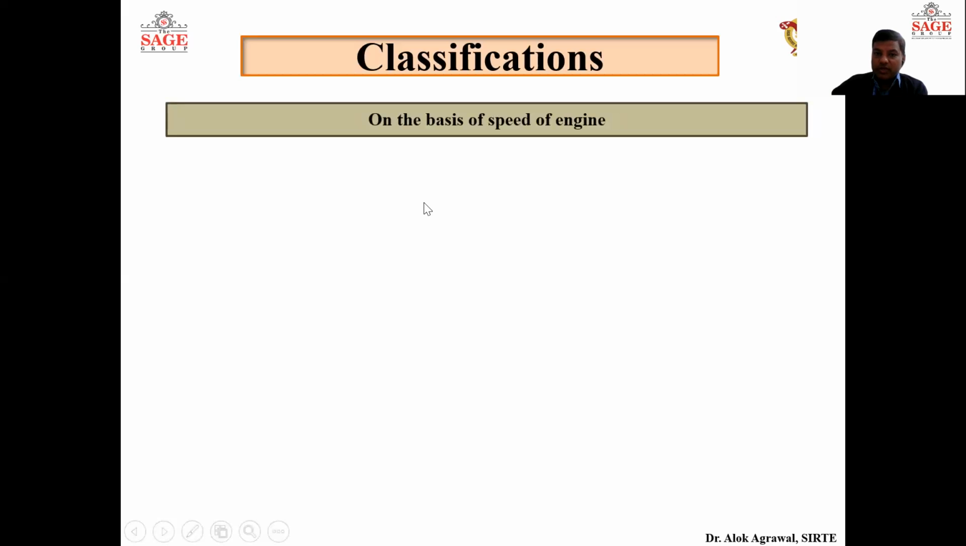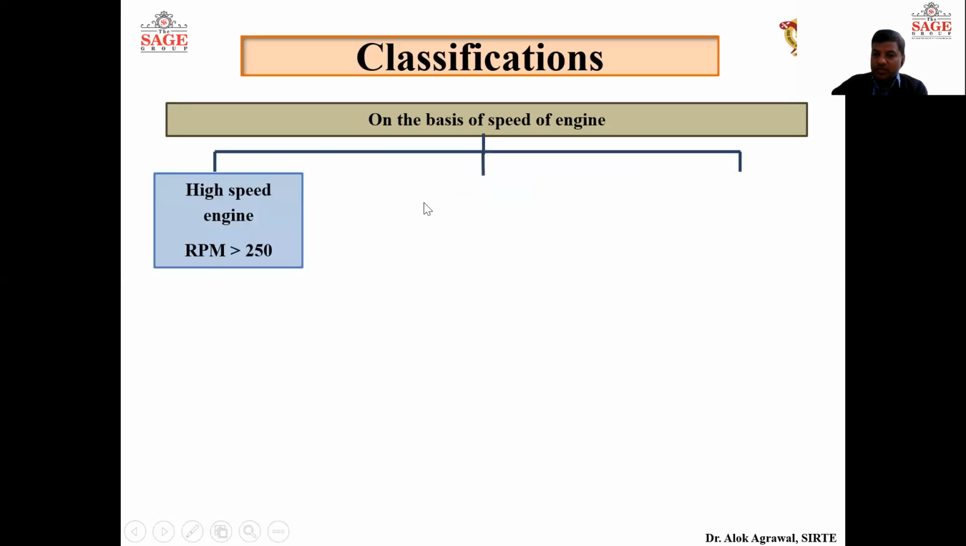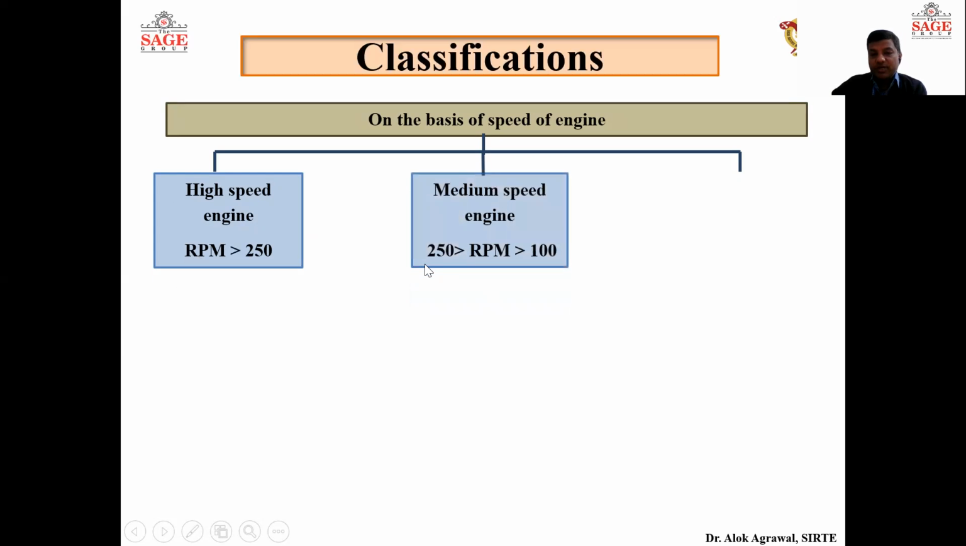Next, on the basis of speed of engine, we have three types of engine. That is high speed engine, where the crankshaft speed or RPM of crankshaft is more than 250. Then we have medium speed engine, where the RPM is between 100 to 250, and then low speed engine, where the RPM is less than 100.